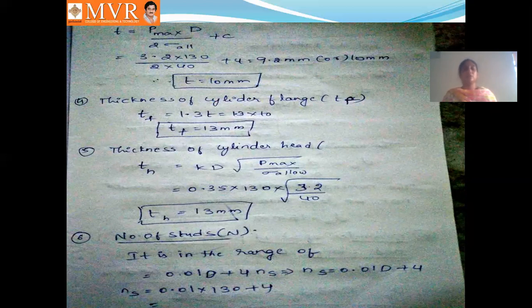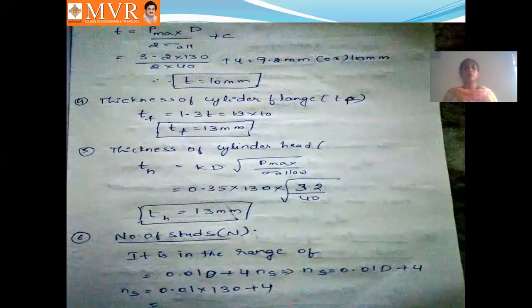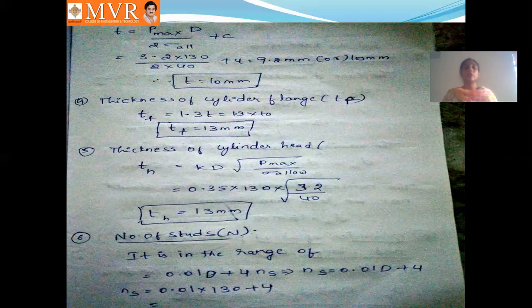Okay, next, thickness of cylinder flange. Thickness of cylinder flange is TF. TF is equal to 1.3 into T, where T is the thickness of the cylinder wall. 1.3 into T, with T being 10 mm, so TF is equal to 13 mm.